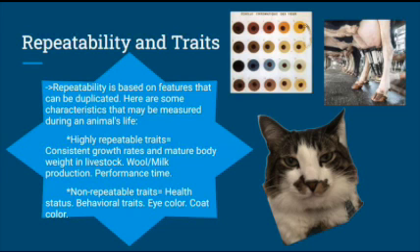Okay, so repeatability and traits. Repeatability is based on features that can be duplicated. Here are some characteristics that may be measured during an animal's life. Highly repeatable traits would be growth rates and mature body weight in livestock, wool and milk production, and performance time. Non-repeatable traits would be health status, behavioral traits, and eye color and coat color. So like the examples above, there's eye color and then there's milk production.